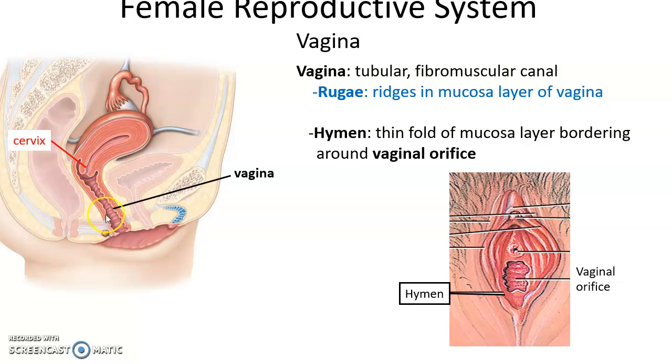All right, and then that brings us to the vagina. The vagina is a tubular fibromuscular canal. It has little ridges within it, little rugae, important because the vagina is able to stretch, especially during childbirth. And then at the vaginal orifice, there is often in a female, at least as an infant, a bit of extra tissue, slightly closing, but not completely, the vaginal orifice. This is a thin fold of the mucosa layer, the innermost layer of the vagina.